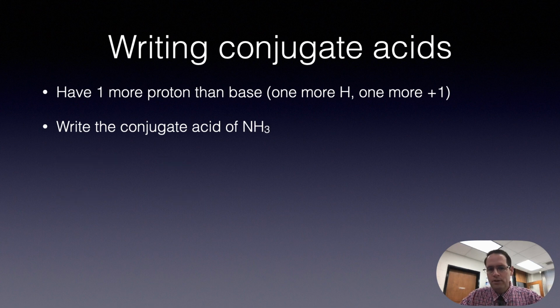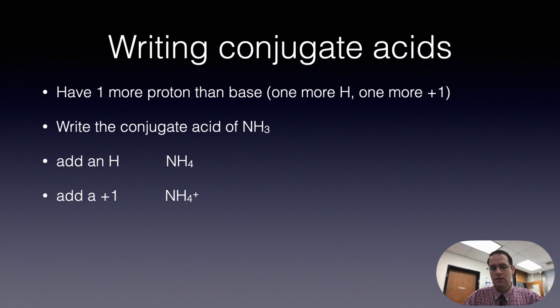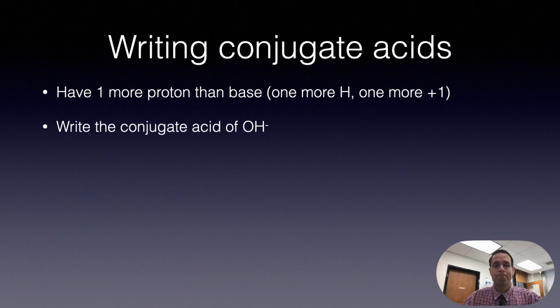How about ammonia? So we got NH3, and again, let's do it in 2 steps. We want to add an H to give us NH4, and then we want to add a +1 charge to the formula there to give us NH4+. Okay? And how about this?